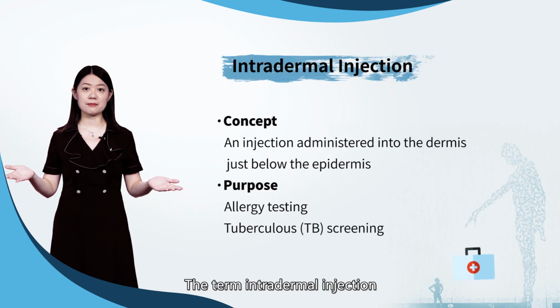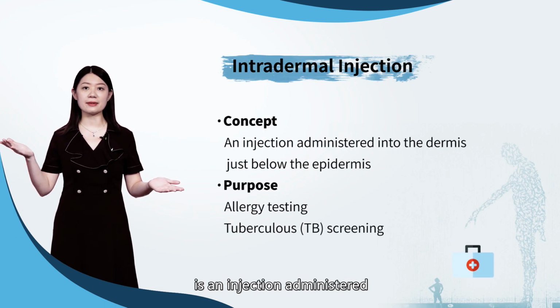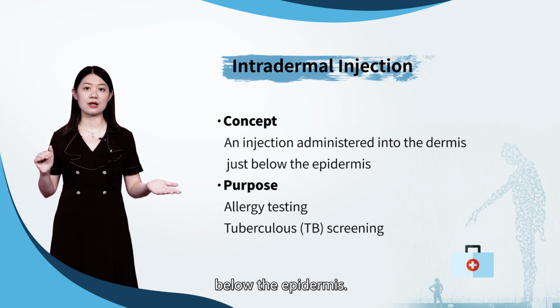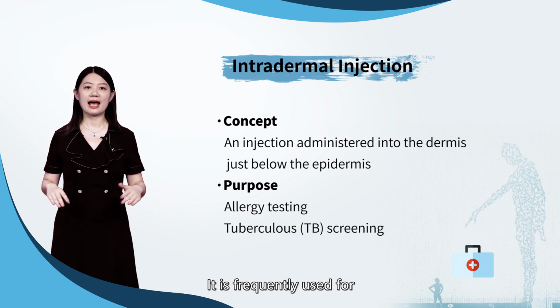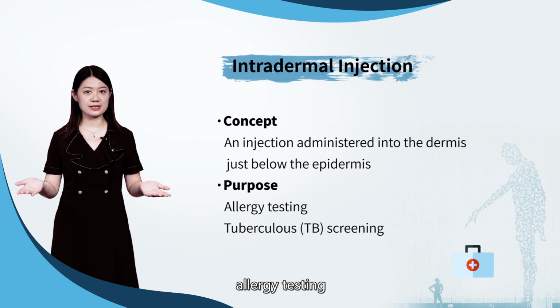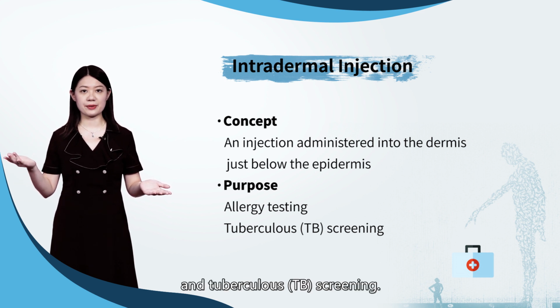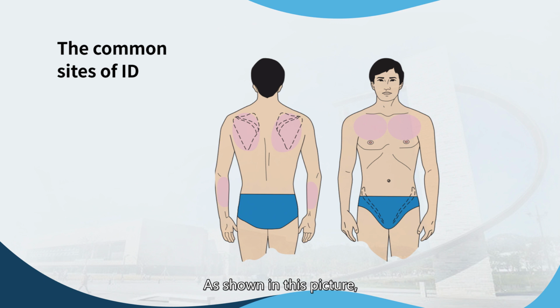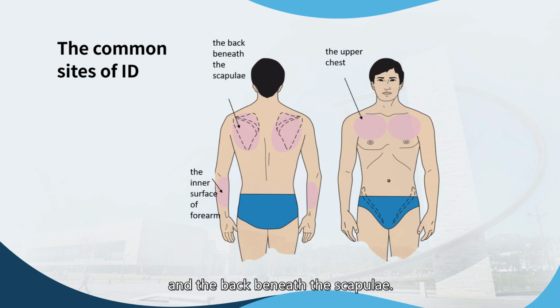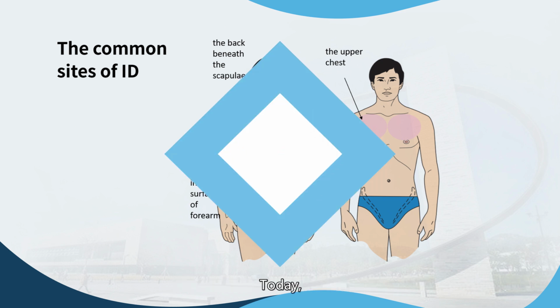The term intradermal injection is an injection administered into the dermis just below the epidermis. It's frequently used for allergy testing and tuberculosis screening. As shown in this picture, the common injection sites used are the inner surface of the forearm, the upper chest, and the back beneath the scapulae. Among them, the forearm is the most common site used for allergy testing and TB screening.